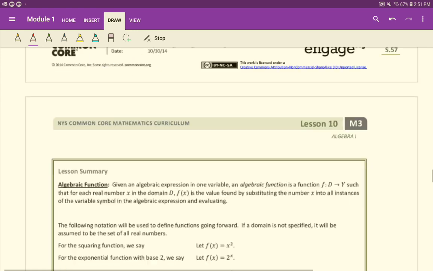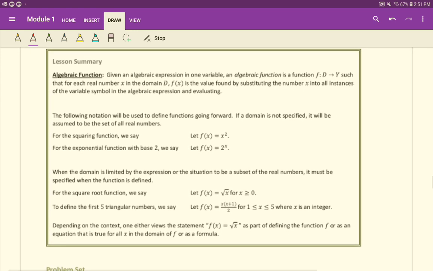So in summary here, given an algebraic expression in one variable, an algebraic function is a function f that takes your domain to your range. It's really strange that they're using a d and a y there, but so it goes. Such that for each variable x in the domain d, f of x is the value found by substituting or plugging in the number x into all instances of the variable symbol in the algebraic expression and evaluating. So you just plug this x value in for all the x's in your function and evaluate. This is going to be the way we define functions going forward.